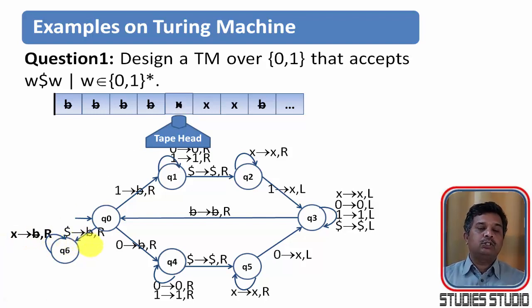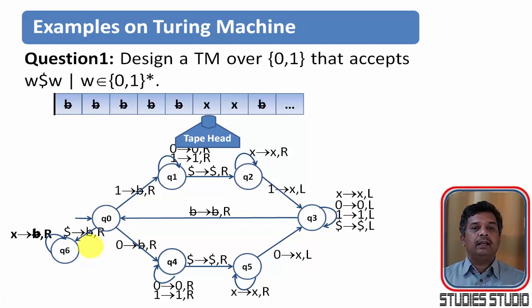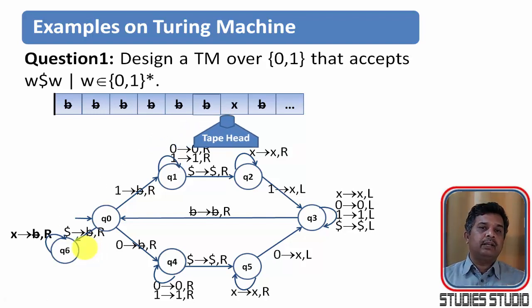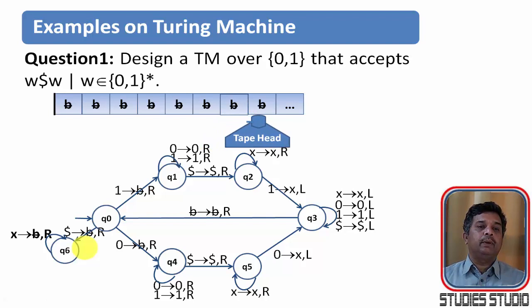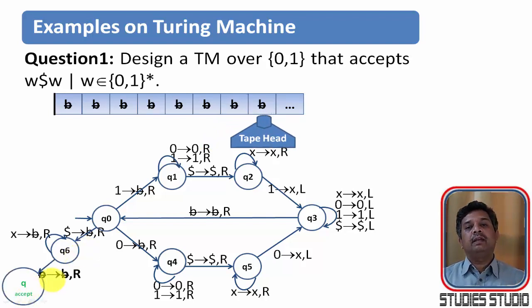The next symbol is also x. I am writing blank in place of x, then moving right. The next symbol is also x. I am writing blank onto the tape and moving right. Now I am getting a blank. When I am getting a blank, I am coming to an accept state by writing blank onto the tape and again moving right.